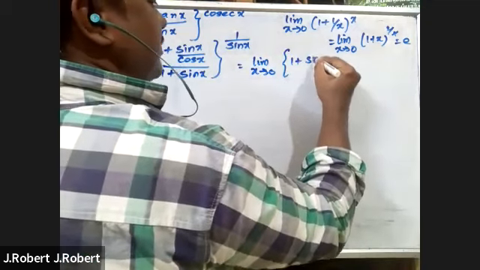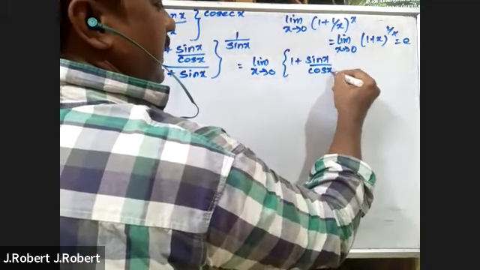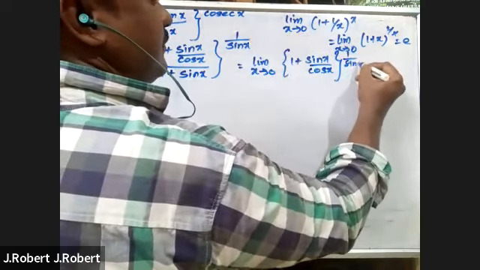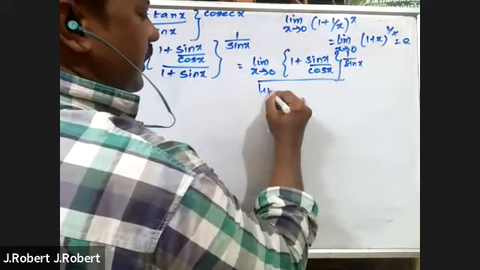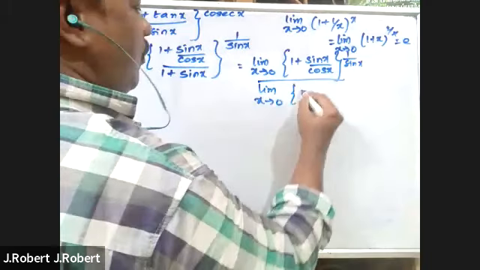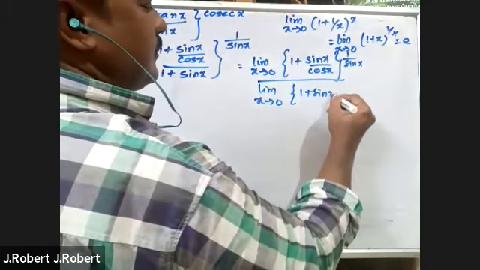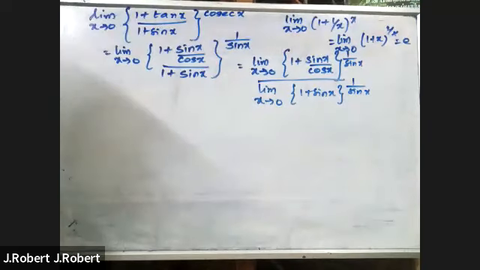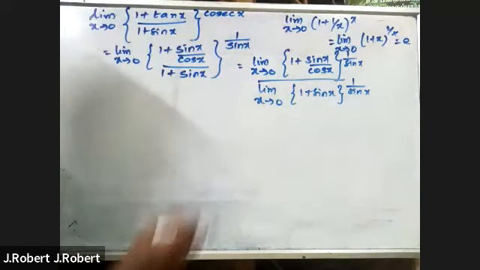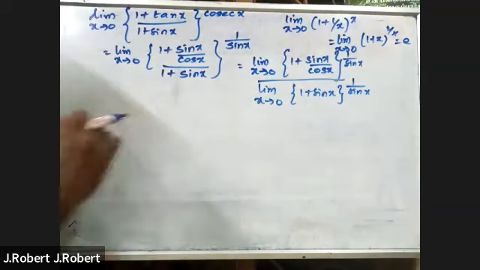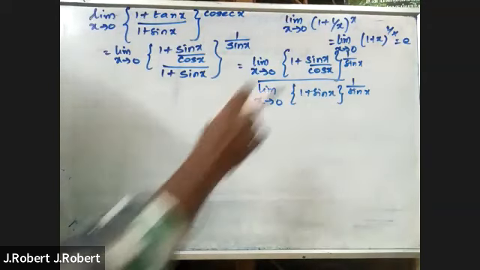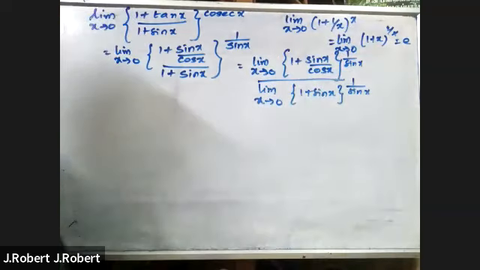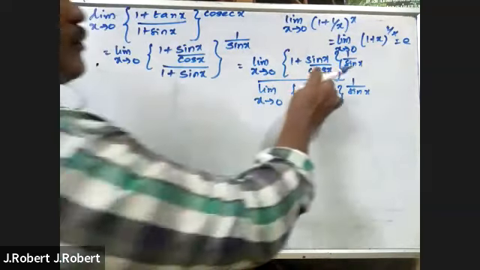Limit x tends to 0, (1 plus sin x by cos x) divided by whole thing, இப்போ 1 power sin x, 1 by sin x. Similarly, limit x tends to 0, (1 plus sin x) whole thing divided by 1 by sin x. The power is common to both numerator and denominator. Therefore, I am taking 1 by sin x for denominator and also for numerator. Now listen here, using this property, (1 plus sin x by cos x) whole power 1 by x.